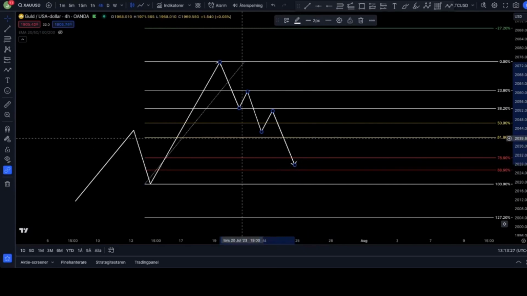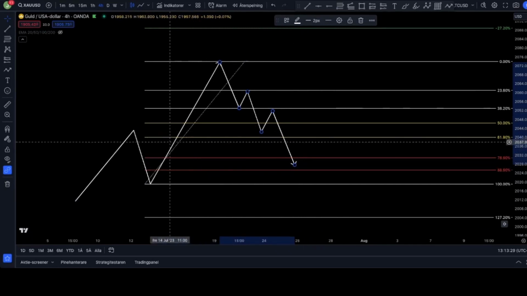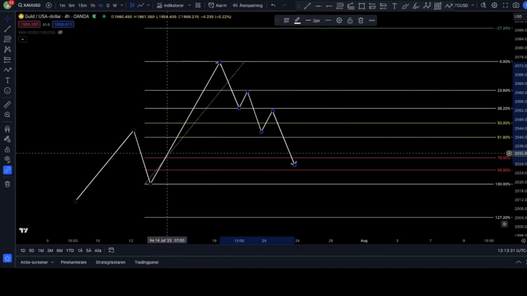Now, we use this in confluence with other things that we see to the left, that we see here in the market structure.